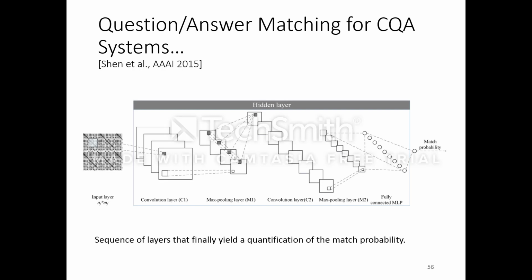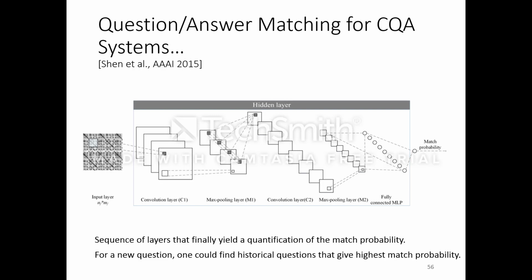So the sequence of layers finally yields a quantification of the match probability. You have a lot of historical question-answer pairs that are very good, because you know that the questions were posed against those answers, and the answers were posed against those questions. So you use that to train this whole neural network, and eventually get a neural network that can take a question-answer pair and give the match probability between them.